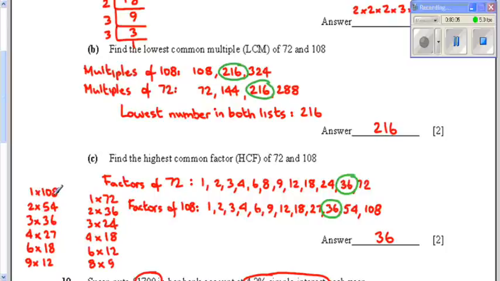1 times 108, 2 times 54 makes 108, 3 times 36, 4 times 27, 6 times 18, 9 times 12, and there's all our factors of 108 in order. You write them out, and this time we're looking for the highest common factor, so the highest factor that appears in both lists, and hopefully you can see that the highest number is 36, so the answer is 36.